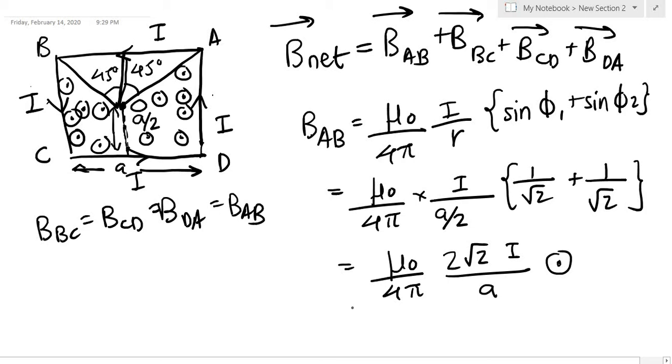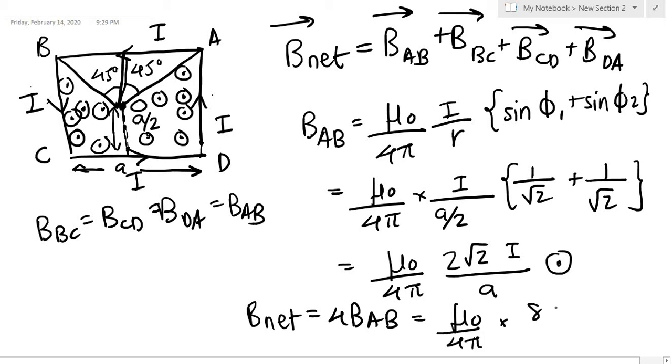So in the end, we have B net is equal to 4 BAB, which will be mu naught by 4 pi 8 root 2 I by A, and since everything was pointing outwards, the resultant will also point outwards. It will emerge from O. And I can't show a 3D diagram here, but I think you get the idea. It will just come out of this sheet.